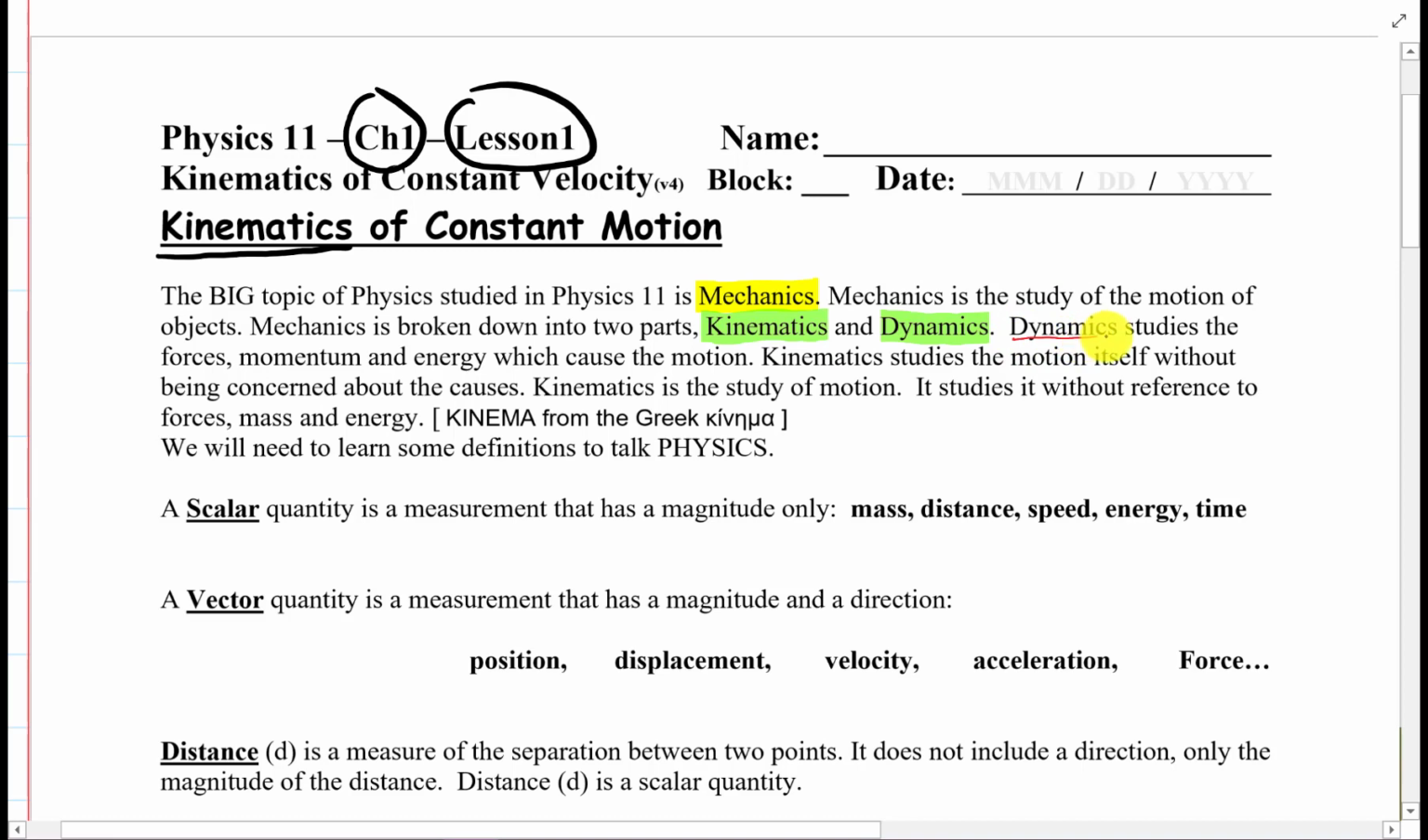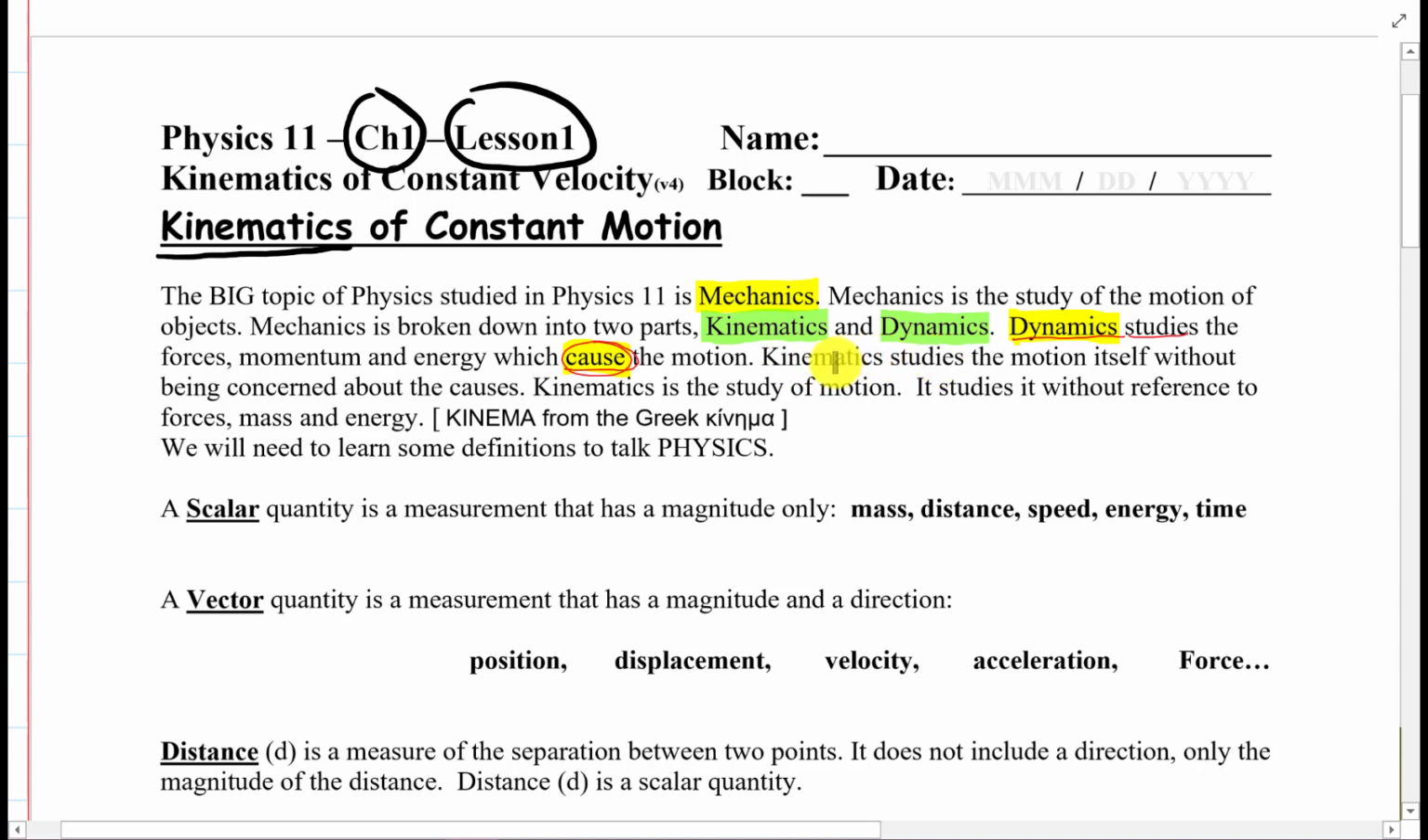Dynamics studies forces, momentum, and energy, which cause the motion. So dynamics studies causes. That's the big word there. What causes the motion is dynamics.